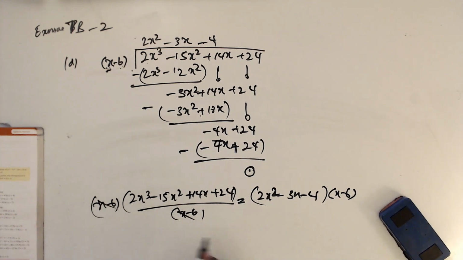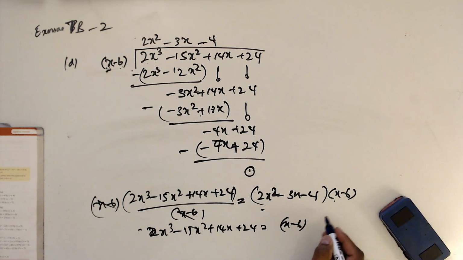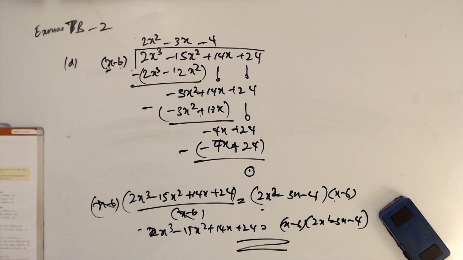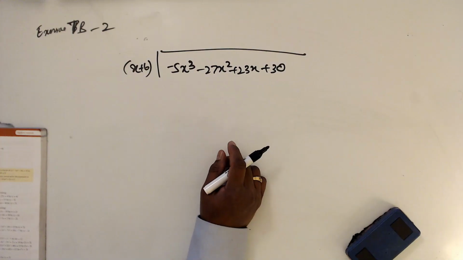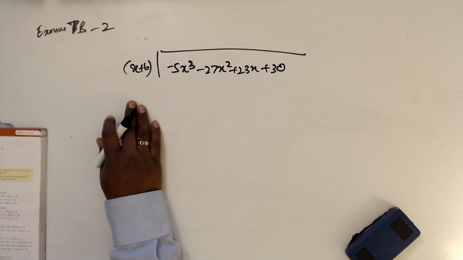Then this cancels out. 2x cubed minus 15x square plus 14x plus 24 equals x minus 6 times, I'll write here, 2x square minus 3x minus 4. This question is E.